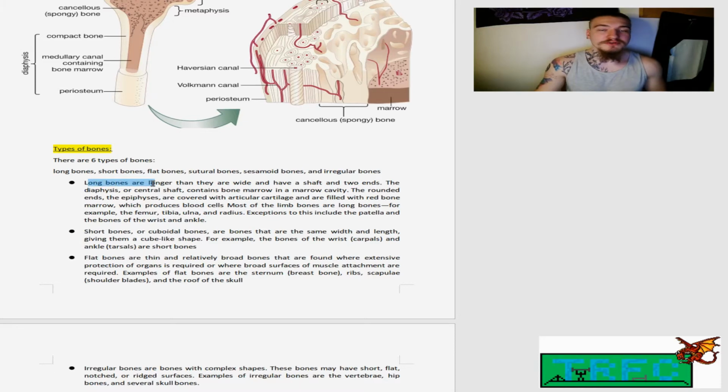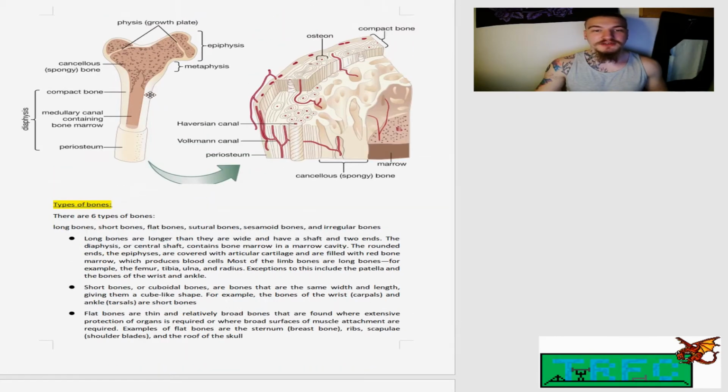Now, the long bones, it's in the name, are longer than they are wide, and have a shaft with two ends. So you've got the diaphysis, also known as the central shaft, as you can see here, it's labelled here.